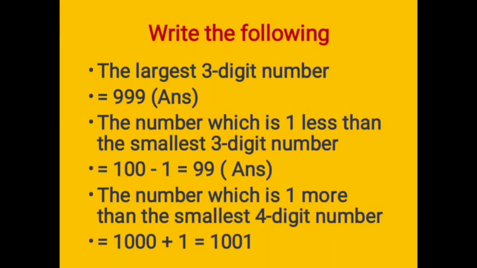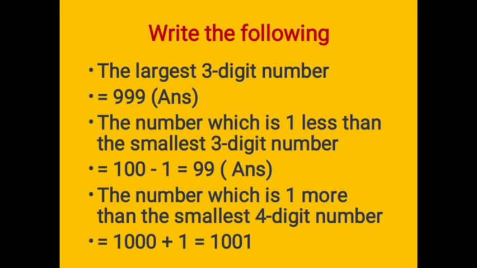Now write the following. The largest 3-digit number. Any largest number, when it is given, largest number always starts with 9. So since it is 3-digit number, we have to write 9 3 times. 9, 9, 9 is your answer.